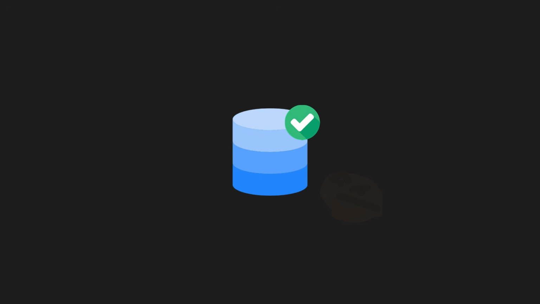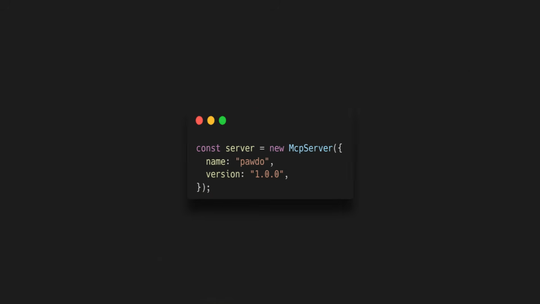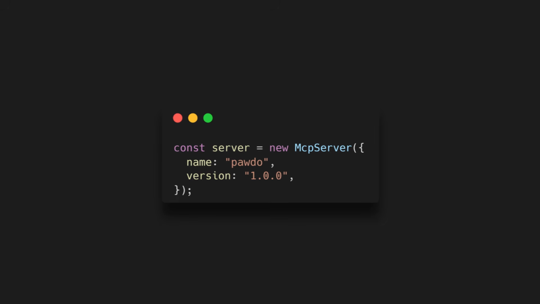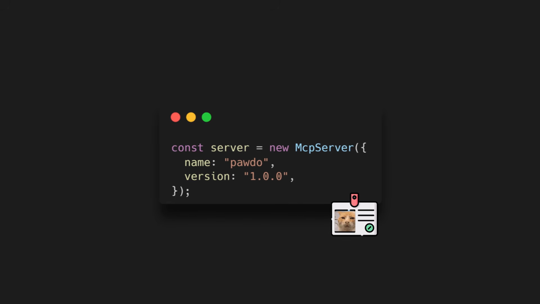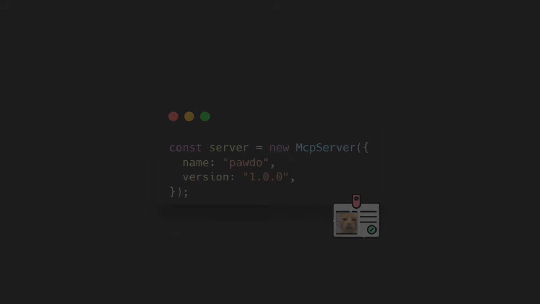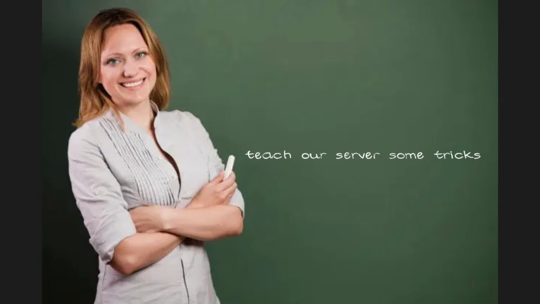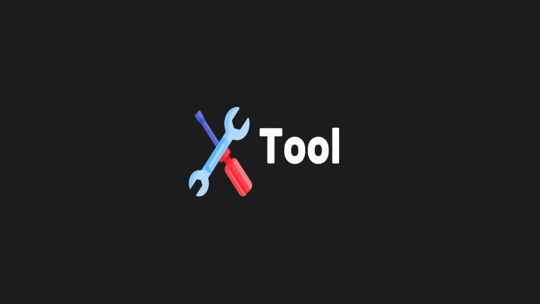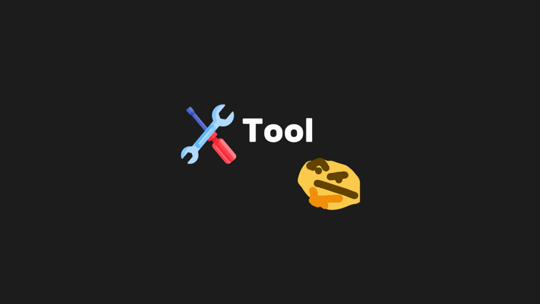Now that we're connected to the database, it's time to actually bring our MCP server to life. So here, we create a new server instance. We pass in the name Podu and a version. And honestly, this is kind of like giving your AI a name tag. Nothing too crazy here, but it's important. So next, we need to teach our server some tricks, aka register tools. This is where your MCP server gets its superpowers. Every tool is something it can pull out when it needs to do a job.